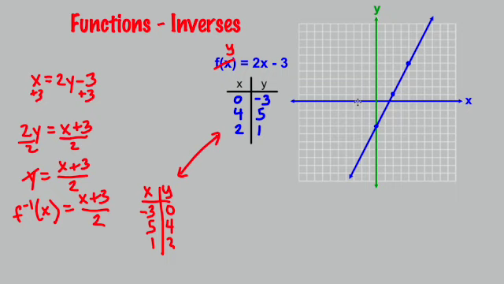So negative 3 comma 0 is right here. 5 comma 4, counting 1, 2, 3, 4, 5, and 1, 2, 3, 4, is right here. And then we also have 1 comma 2. I'm going to go ahead and do my best impression of a ruler right here. I'm going to graph that, and there it is. That would be our inverse.